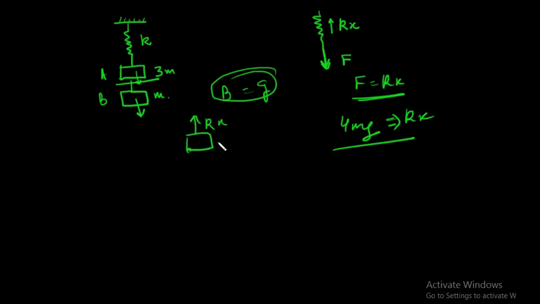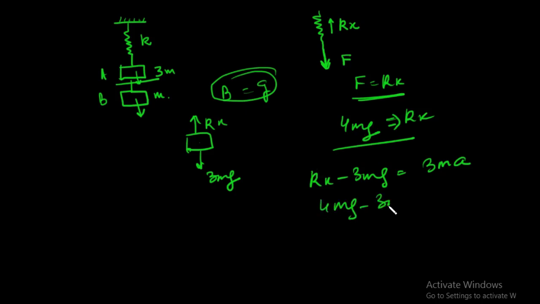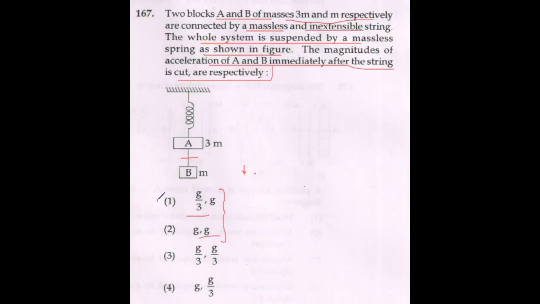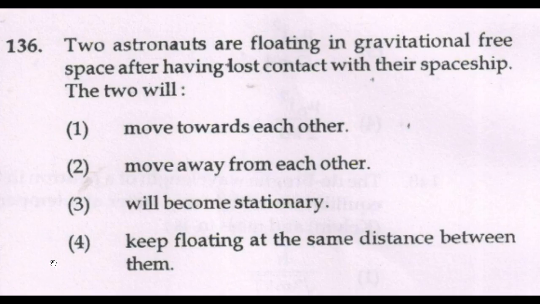I am drawing the force on block A, and this would be 3mg. So kx minus 3mg would be equal to 3m times a, which is the acceleration of block A. What was kx? kx was 4mg. So 4mg minus 3mg would be equal to 3ma, and m gets cancelled out. 4g minus 3g is g, so g by 3. So the acceleration of A would be g by 3, and acceleration of B would be g. Alright, so my answer would be 1, as this option matches with my answer, this is the correct option. Alright, so let's see another question.